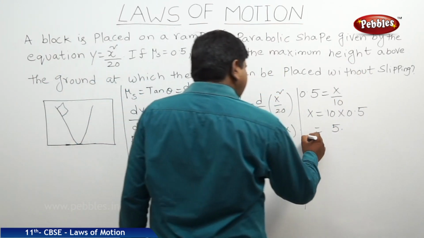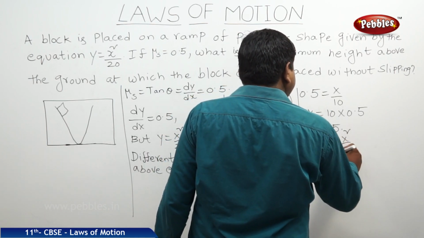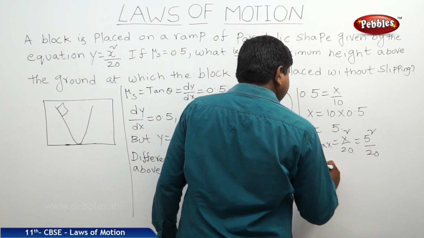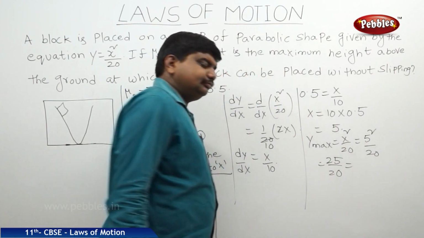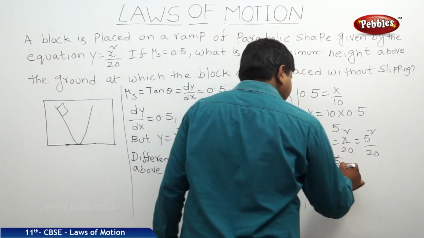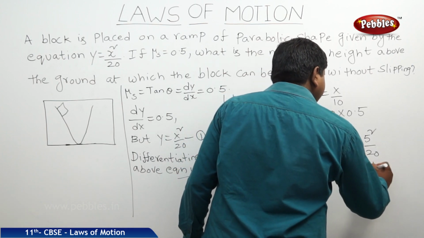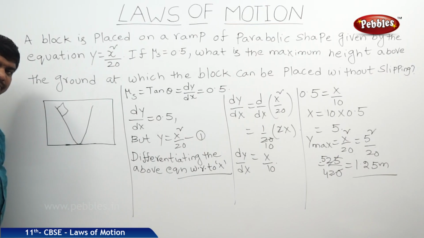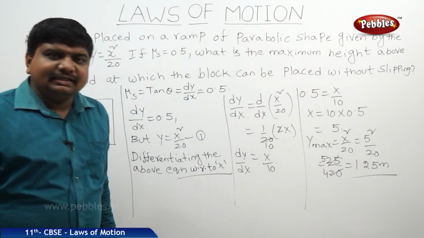So the maximum height y max is equal to x square by 20. Therefore, 5 square by 20, 25 by 20. It will be 5 by 4, 1.25 meters. So the stone should be placed at a height of 1.25 meters above the ground. So it should not be slipping.